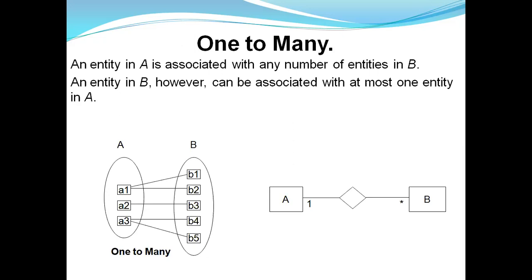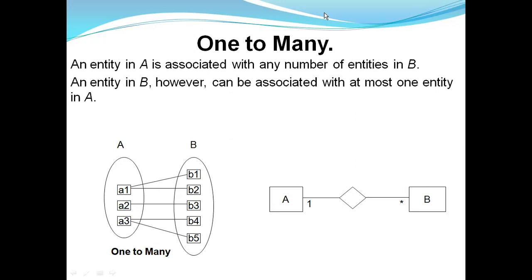What is a 1 to many? An entity in A is associated with any number of entities in B, but an entity in B can be associated with only one entity in A. That is called a 1 to many. Here you can see that A1 is related with B1 and A1 is related with B2 as well. But if we look from the B side, B1 is related with only A1, not with anything else.